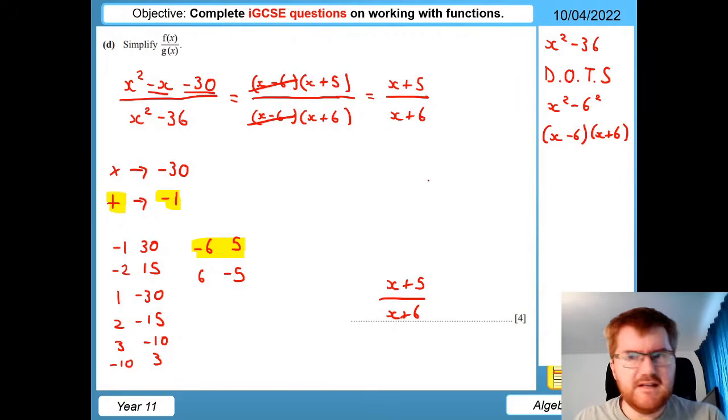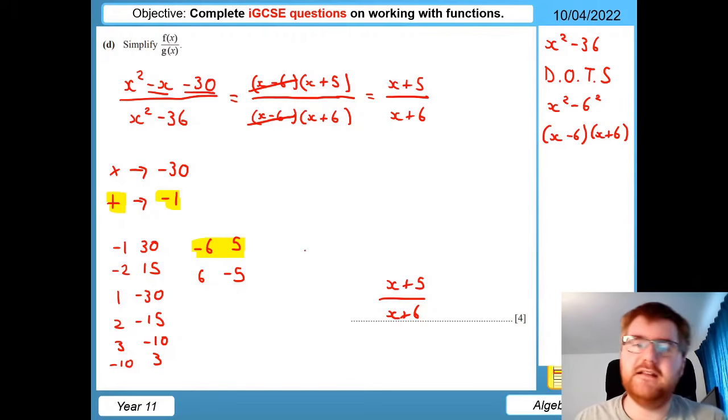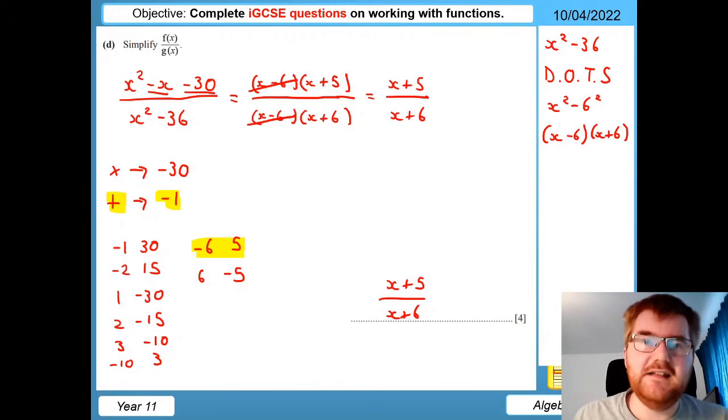Okay, 4 marks, there's a lot of working here to do: recognising dots, factorising the top, realising you can cancel, and then getting to our final answer. But if you're looking for those higher grades, those A, A star grades, these are questions you need to be getting all those 4 marks on.